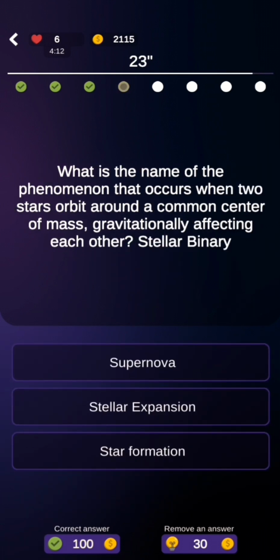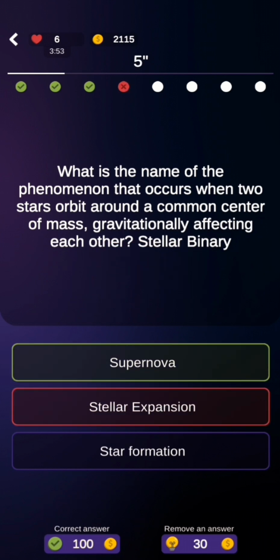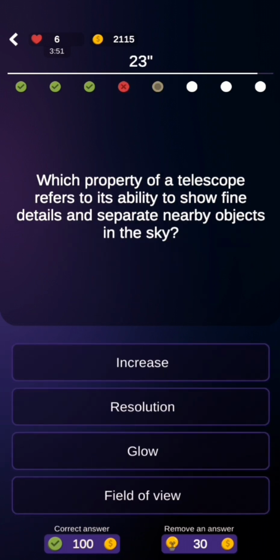What is the name of the phenomenon that occurs when two stars orbit around a common center of mass, gravitationally affecting each other? Now, it looks like they included one of the answers in the question accidentally, probably like a small programming error, but hey, you gotta give them credit, it's alright. We're gonna go with, stellar supernova!